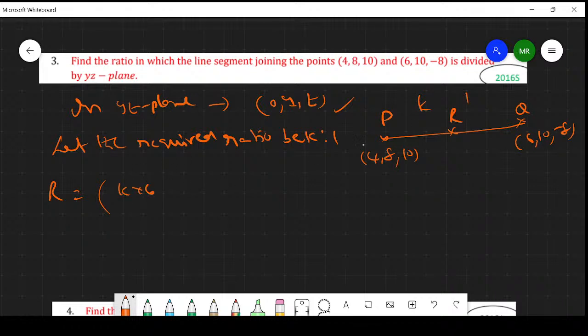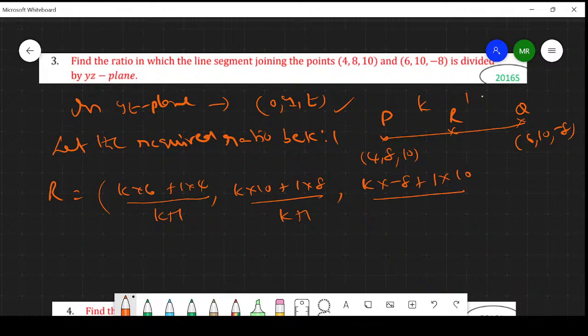k into 6 plus 1 into 4 by, I can write, k plus 1. So how do you know that mx2 plus nx1 by m plus n? Next, this is m by 2, 10k, k into 10 plus 1 into 8 by k plus 1. Again, k into minus 8, k into minus 8 plus 1 into 10 by k plus 1, because mz2 plus nz1 by m plus n. You get the point like this. But they are asking ratio.